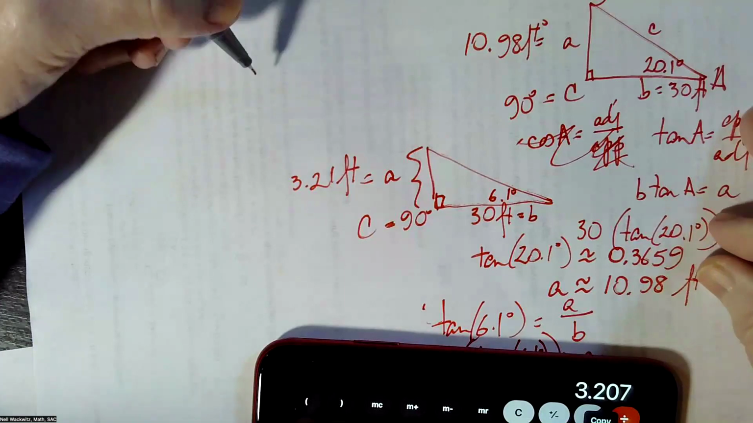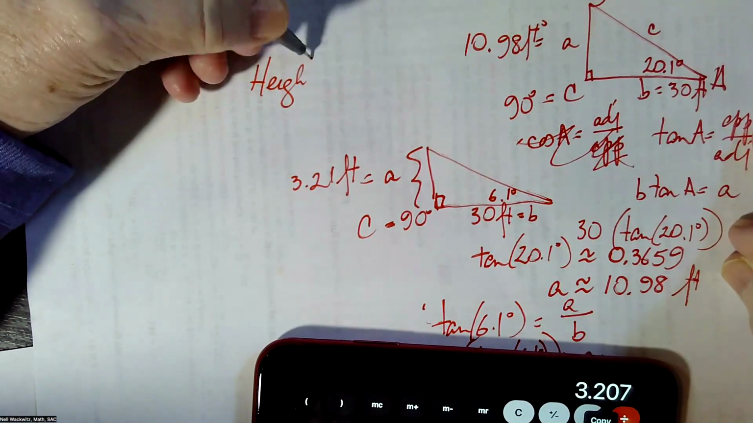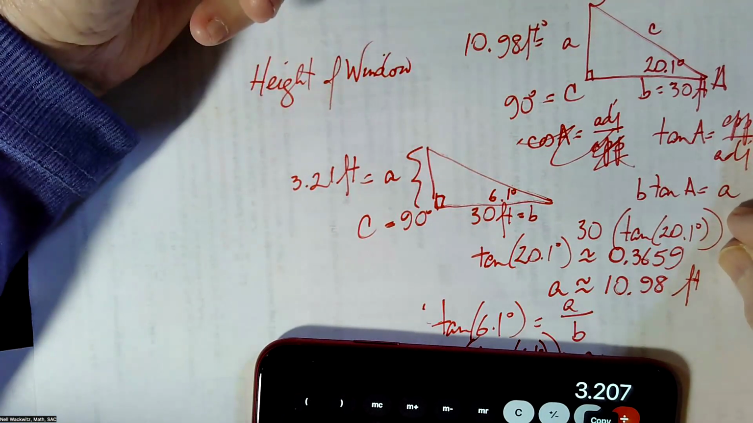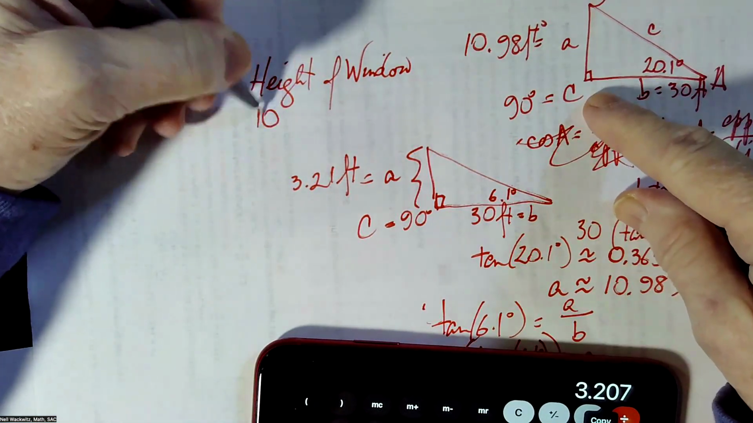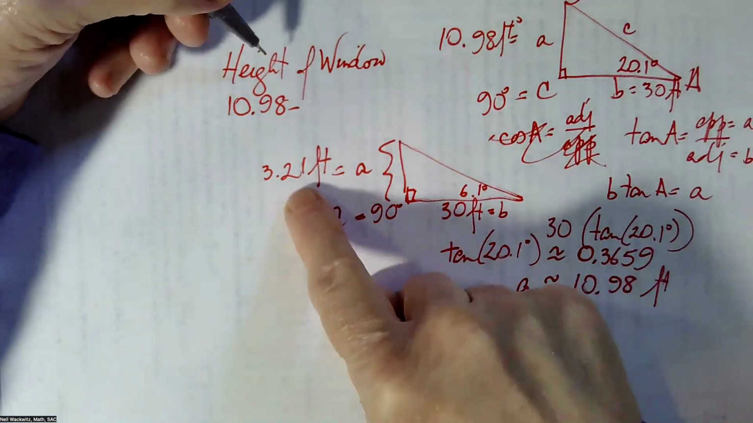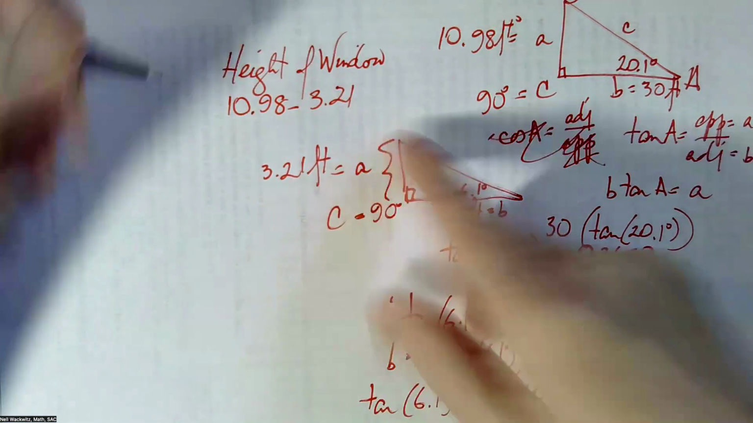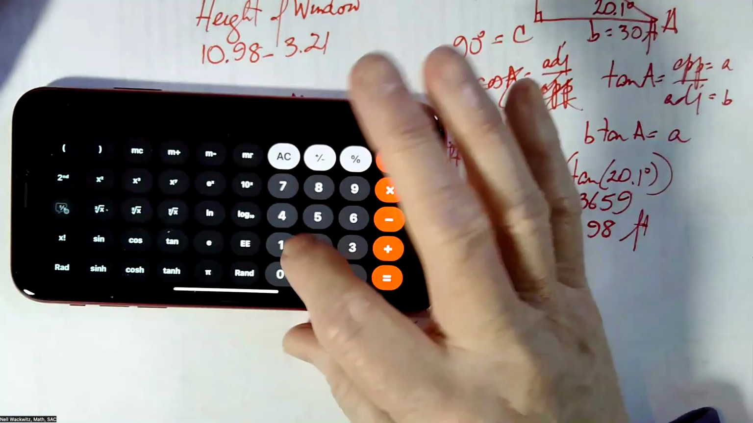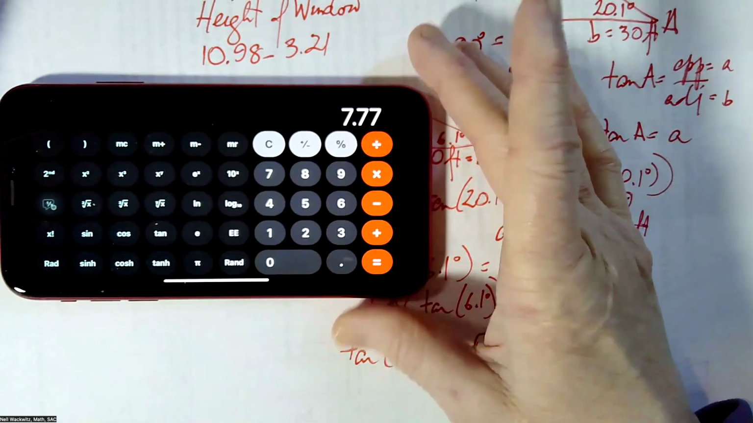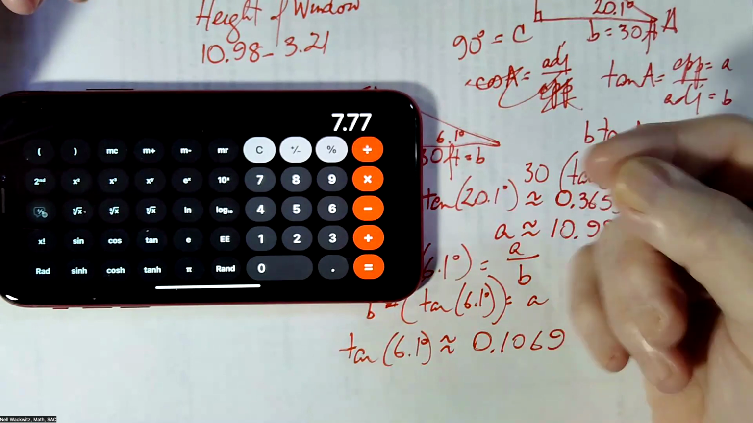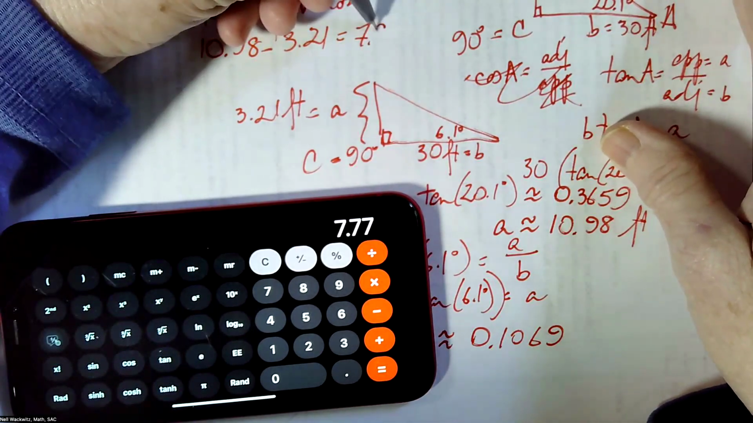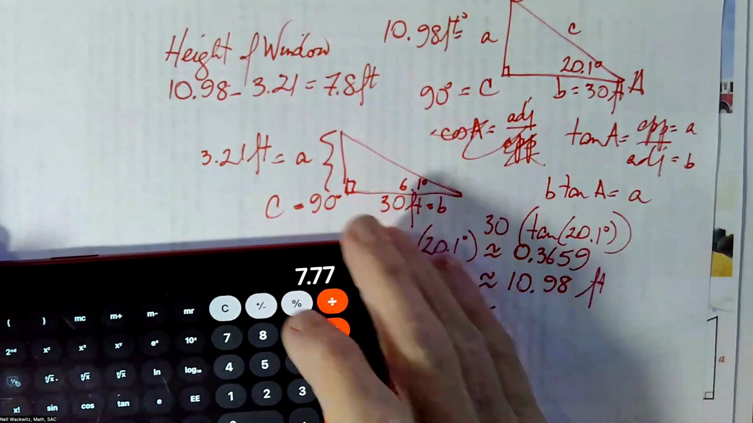So to get this red part, we're just going to subtract the little part from the whole thing. So the height of the window will be 10.98 minus 3.21. I get 7.77, and I'm going to round that to the first decimal, so 7.8. And that's my answer.